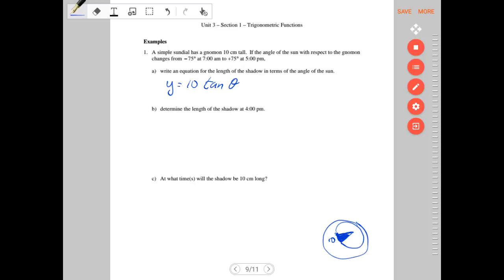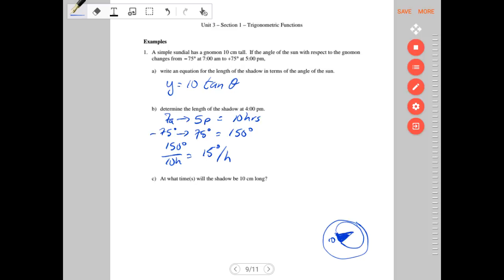All right, determine the length of the shadow at 4 p.m. Now, remember, there's nothing to do with time in your formula in part A, so we have to figure out how time is related to the angles. Well, our times go from 7 a.m. to 5 p.m., which is a difference of 10 hours. Our angle goes from negative 75 degrees to positive 75 degrees, which is an angle of 150 degrees. So, we go 150 degrees in 10 hours, then that means we're going 15 degrees every hour.